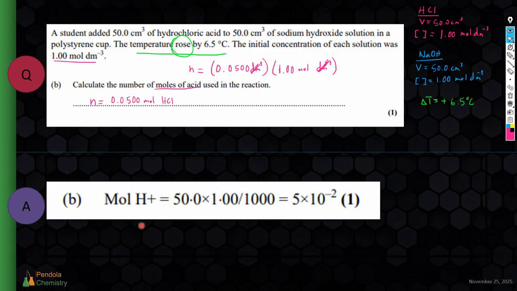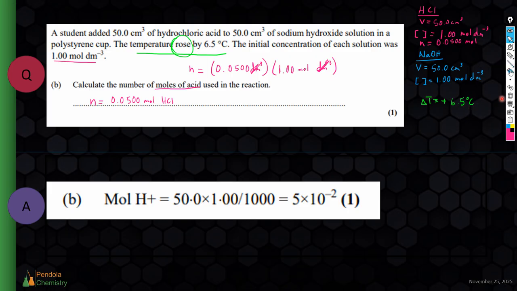So if we look at the mark scheme here, very simple, straightforward. 50 times 1 divided by 1,000. The 50 divided by 1,000 is what gives you that cubic decimeter conversion from cubic centimeters. And then the times 1 is because the concentration was 1 mole per cubic decimeter. So 5 times 10 to the negative 2, or 0.0500 moles of HCl. So we can add that to our list here. We can put here that the number of moles, n, is 0.0500 moles for hydrochloric acid.